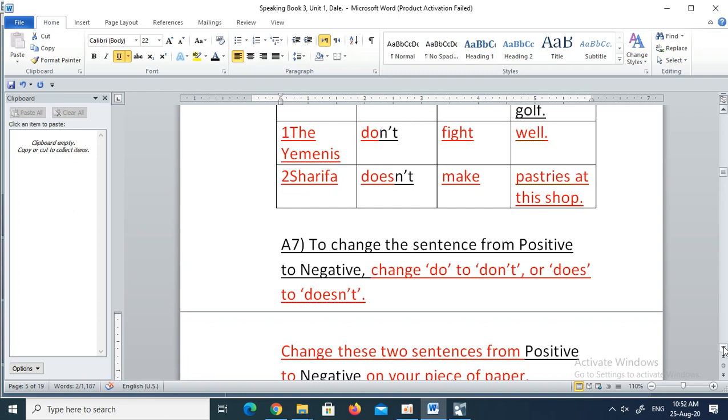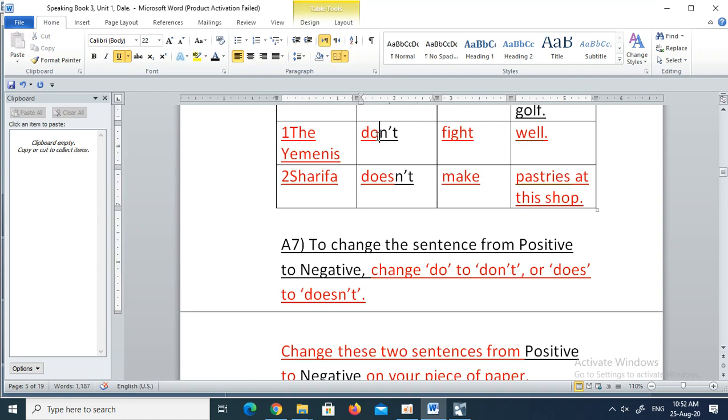All right, you should have done it and you should have unpaused the video. And if you did it correctly, instead of the Yemenis don't fight well, which is present tense, we make it past tense. The Yemenis didn't fight well. Instead of Sharifa doesn't make pastries at the shop, which is the present tense, it is happening now, we make it past tense and it becomes Sharifa didn't make pastries at this shop.